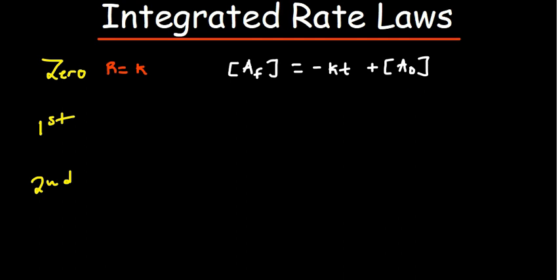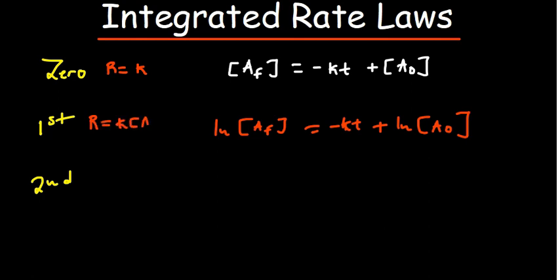Now for the first order, I like relating it to the zero order, because if I'm able to remember the first one, it's going to be easier for me to remember the second one. In the first, we only introduce the natural log to the parts where we have the concentration. So we'll have natural log of the final concentration equal to negative kt plus natural log of the initial concentration. That's what makes the difference between the first order and the zero order reaction. Of course, an example of the first order is where it's only dependent on a single reactant raised to the power 1.